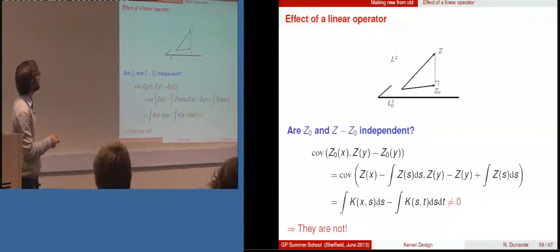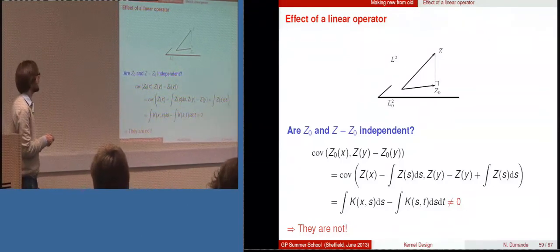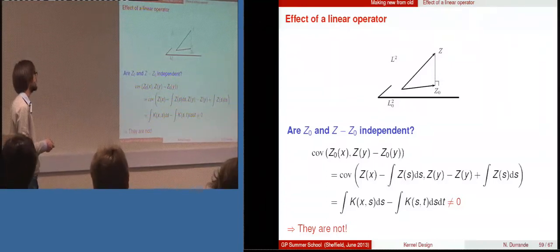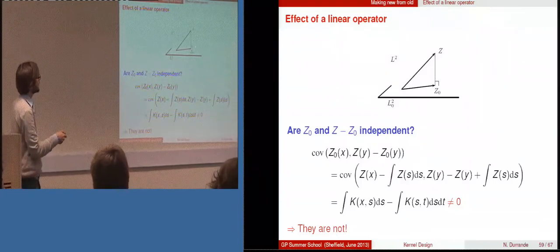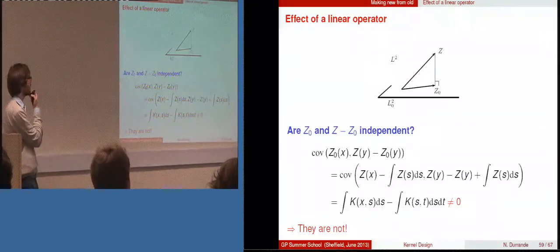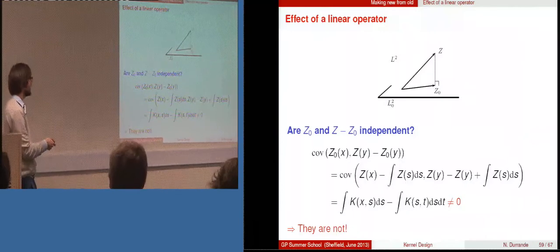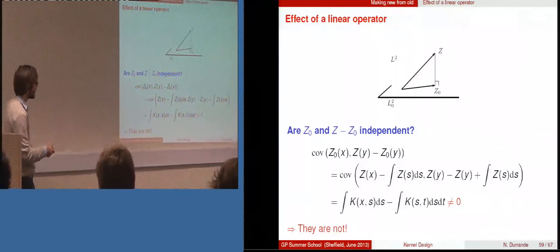So if we look at the little diagram we had, we've seen that Z0 was the orthogonal projection of Z onto the subspace of zero mean functions. And the question is, are Z0 and Z minus Z0 independent? In a sense, we are checking if this orthogonality also holds for the process, because the covariance can be seen as an inner product, and we end up with this expression, which is not equal to 0.